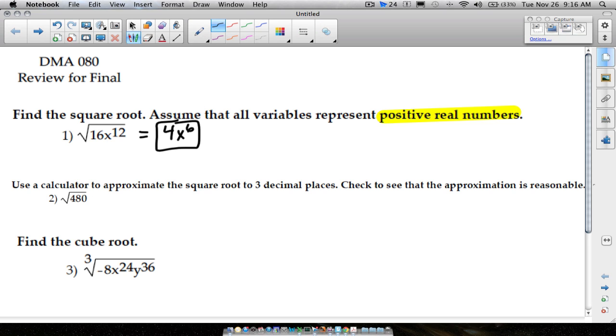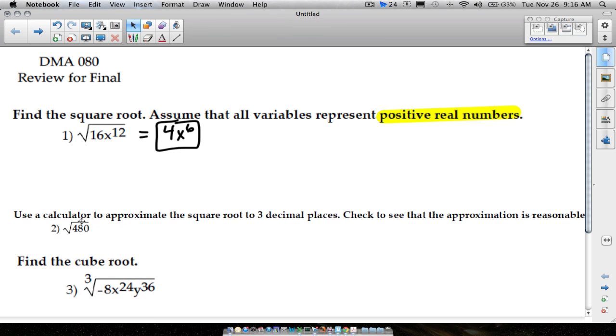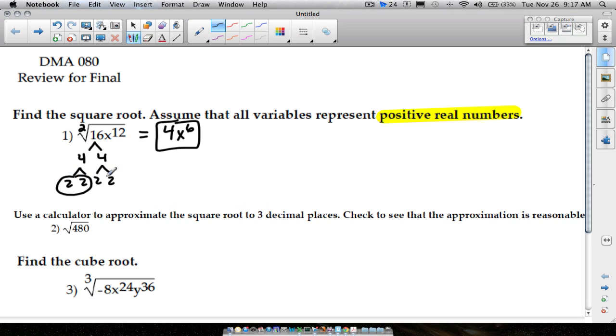But just in case you're a little rough around the edges with remembering how to take the square roots of numbers and variables, remember you can break these numbers up. 16 we can break up into 4 times 4, just in case you didn't know the square root of 16 was 4. And then the 4's we can break up into 2's. And remember, for the square root, you're looking for pairs of numbers. So there's a pair of 2's and there's a pair of 2's. And every time we pull a pair out, we're going to write it down one time. So there's a pair of 2's, we write it down one time. There's a pair of 2's, we write it down one time. And 2 times 2 gives you the 4.